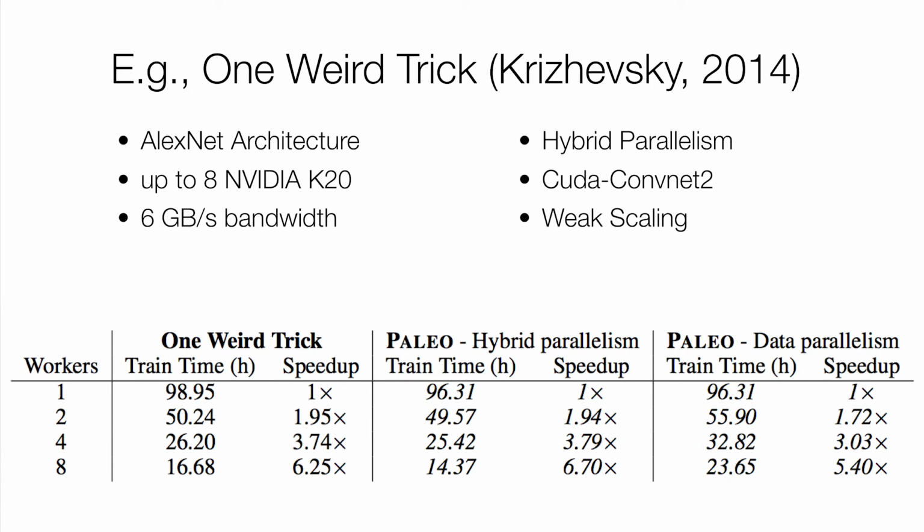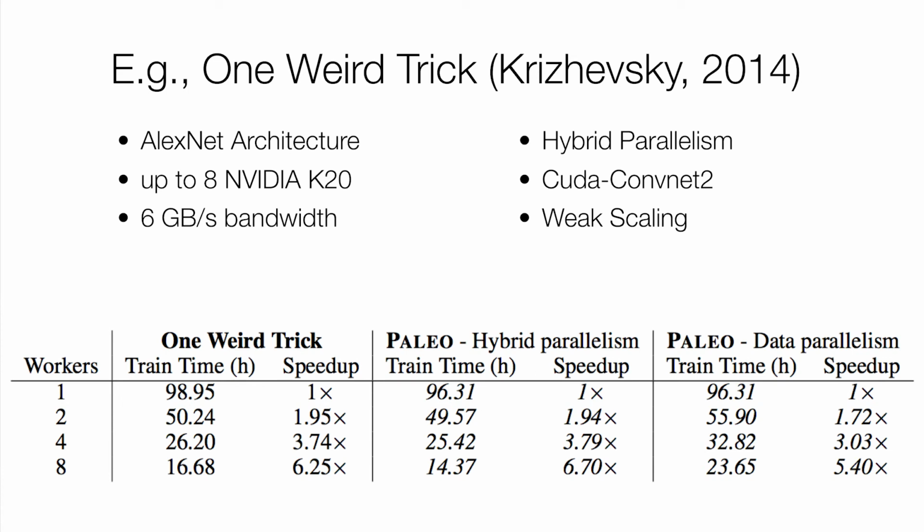These are the results, cut and pasted from their paper. They get really nice speedups on up to 8 workers. Again, this is a parallel setting, but they get over a 6x speedup on 8 workers, which is nice. With Paleo, we're very, very close, both in terms of wall clock time and speedups.